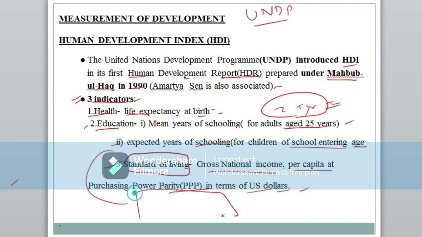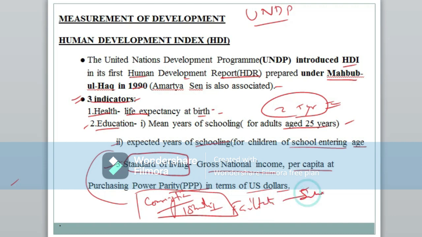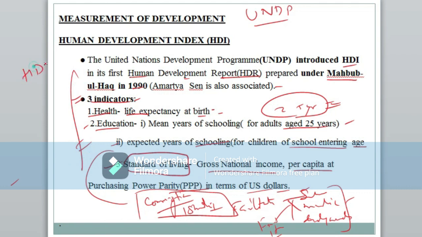So it also takes care of how much consumption a family is having, what standard of living it has, how many things it has to facilitate the family. For example, schooling, medicines, daily needs, and food items. So these constitute the standard of living of a family, and all together they constitute the HDI. HDI was asked in UPSC prelims also. Keep it in mind, it's very important.